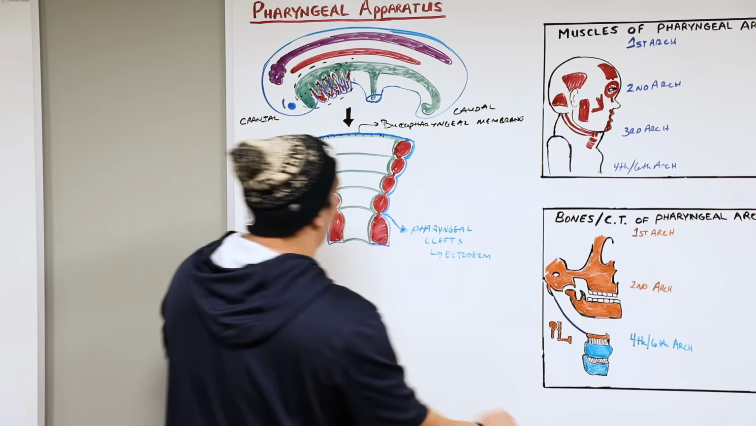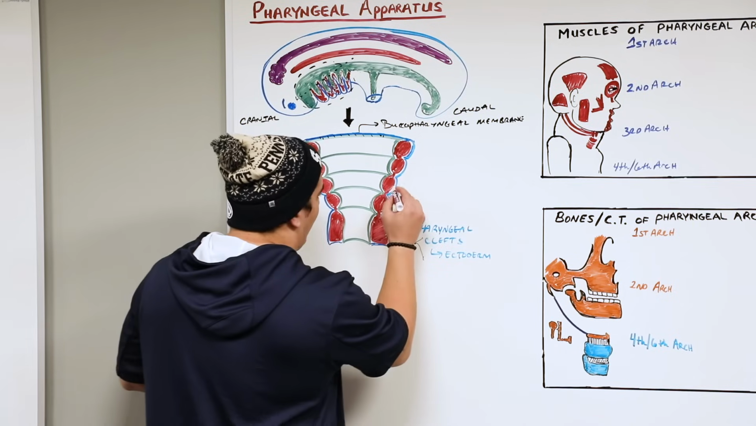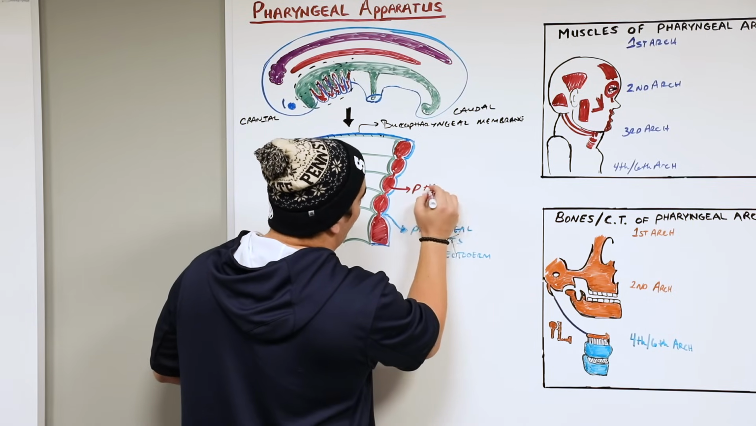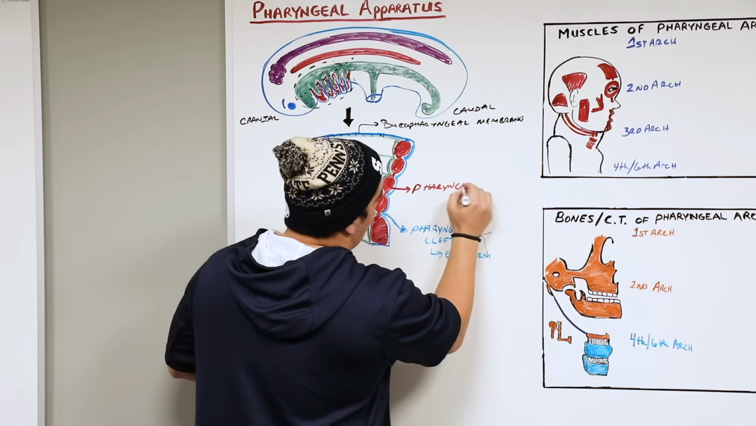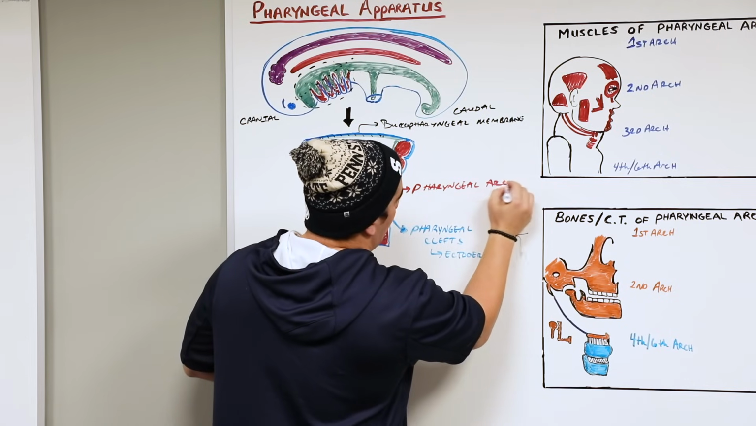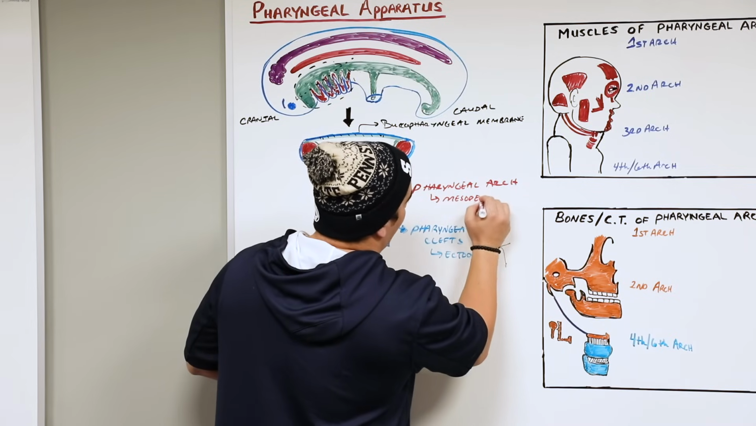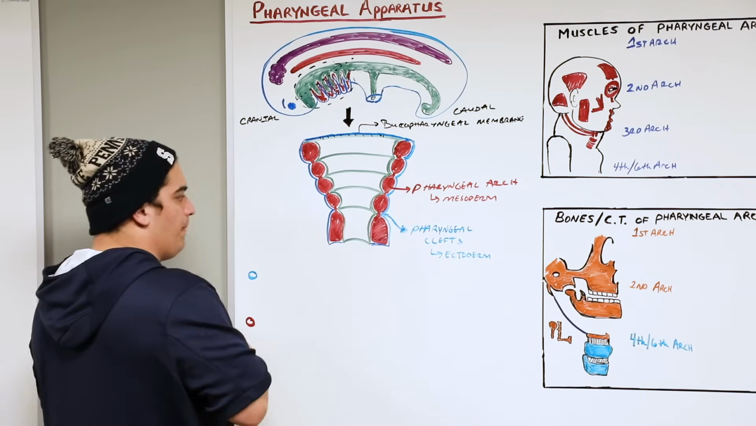The next one is this inner red layer. This inner red layer is a mesoderm core. And this is what gives way to the big structure called the pharyngeal arches. Okay, so these are your pharyngeal arches. And this is a core of mesoderm, which is a beautiful little mesenchymal tissue.